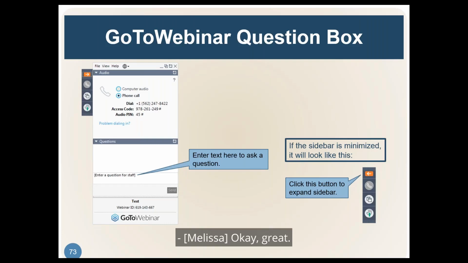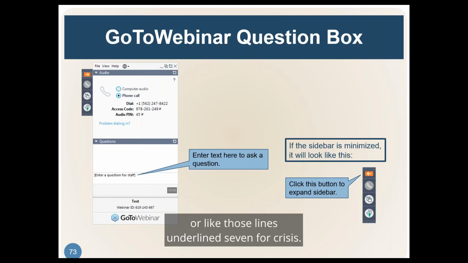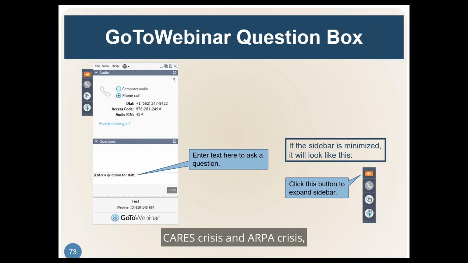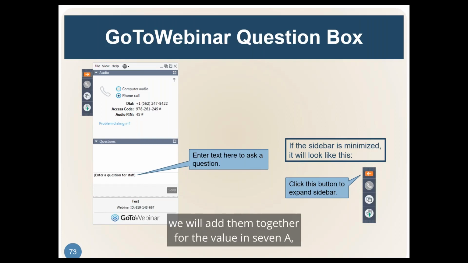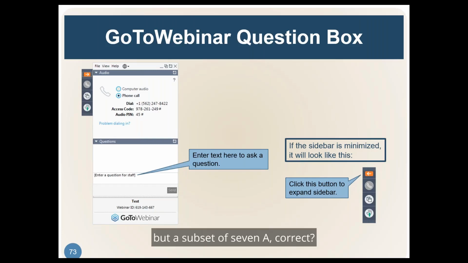Okay, great. Another one, Dan, I think is similar. To confirm, in section 1, line 7, or those lines under line 7 for crisis, if we serve the same households with LIHEAP crisis, that would be line 7A, CARES crisis, and ARPA crisis, we will add them together for the value in 7A. Then 7B and 7C will also be reported, but as a subset of 7A, correct?